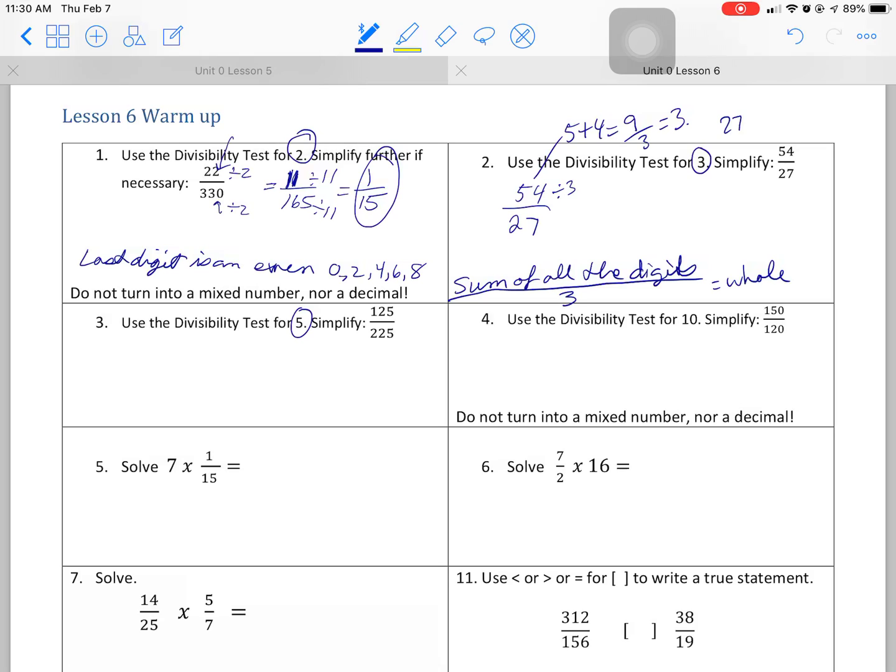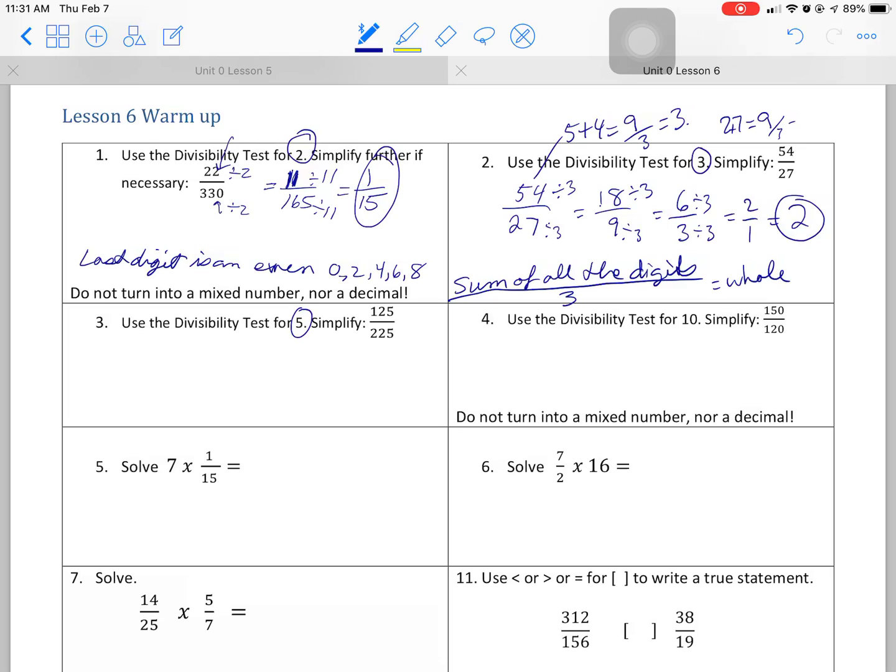27 is 2 plus 7 is 9. 9's divisible by 3. So divide by 3, divide by 3. That gets you 18 over 9. Now, 18 is 1 plus 8, which is also 9. So 18 is also divisible by 3, so is 9. So you're going to get 6 over 3, okay? These are both numbers that are divisible by 3, so keep going. That gives you 2 over 1, which you're going to leave as a 2, okay?